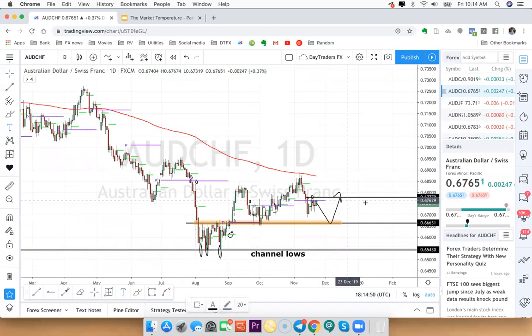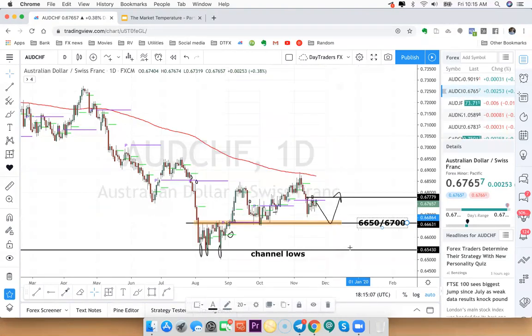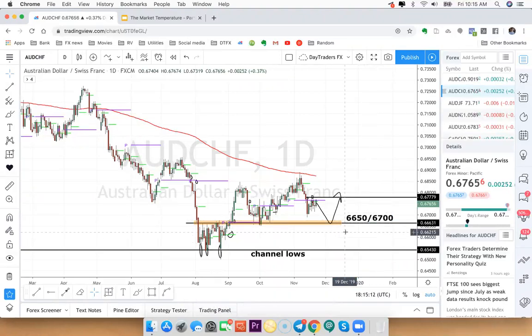So I really like buying this Aussie Swiss at 66.50 to 67.00. That's where I think we have a great opportunity to buy this pair and trade it up. Right in that general area, I think it's good for 300 to 500 pips.